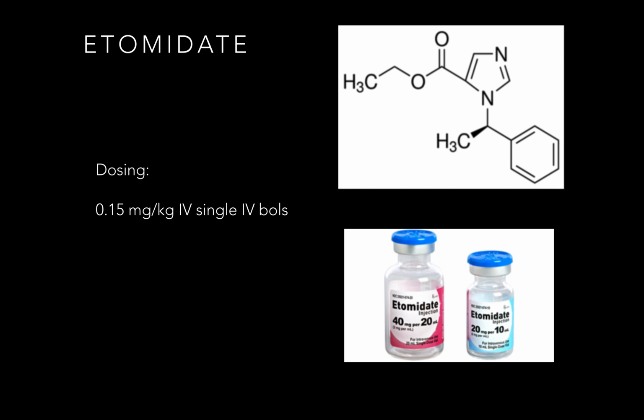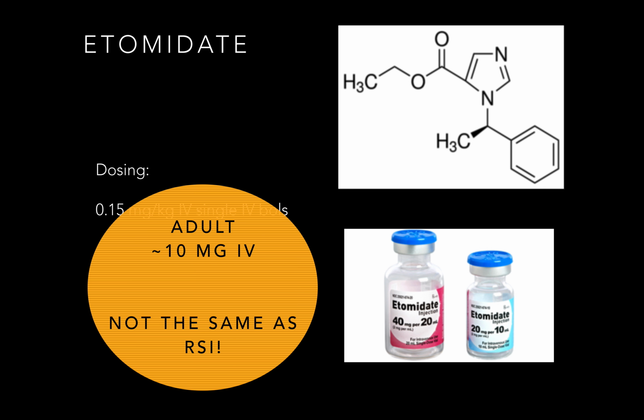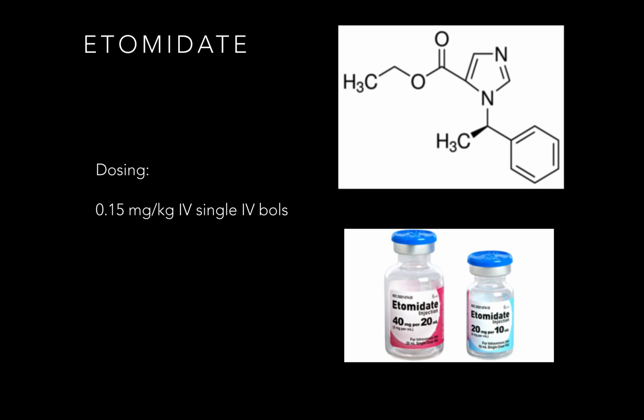Now, let's talk a little bit about the dosing, because unlike ketamine, where the dosing is the same for RSI, with etomidate, the dosing for procedural sedation is 0.15 milligrams per kilogram in a bolus. And that is different than RSI. That's about 10 milligrams to an adult. And as we know, when we use it for RSI, we're giving a little bit more, like 20 milligrams or even 30 milligrams. So it's about half the dose for procedural sedation.